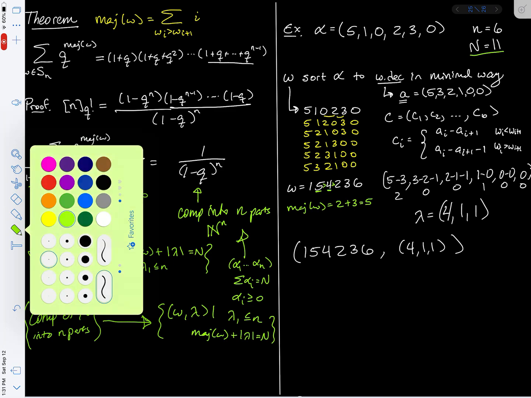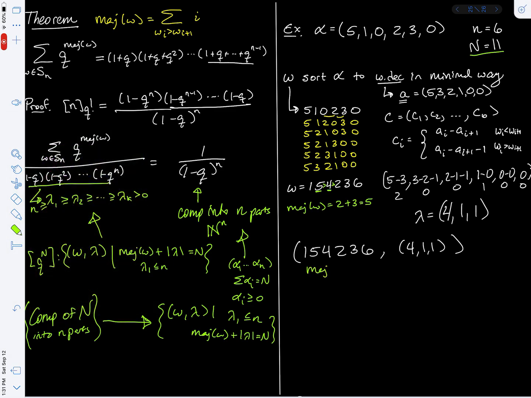The major index, which we already computed here, the major index of this is 5. The size of lambda is equal to 6. And 5 plus 6 is equal to capital N. So you can check that this is indeed a bijection. And you know, there's a little bit to go through here, and it's actually a good exercise to check why this construction of C that I have over here works. That's a good thing to go through for yourself.